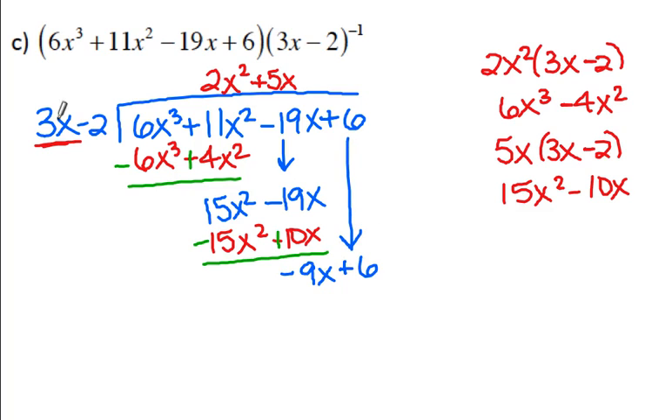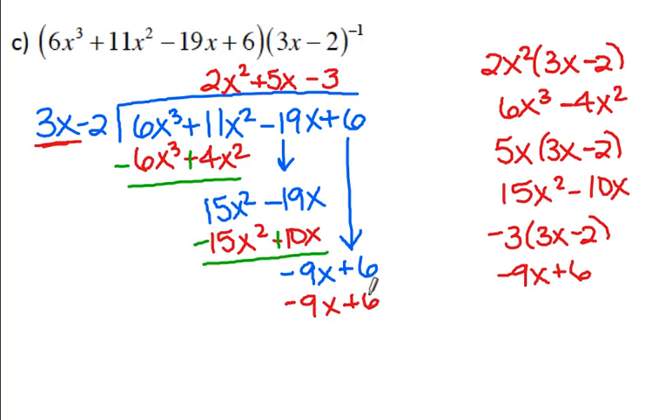And then finally, what times 3x gives me negative 9x? That's going to be negative 3. Distribute, so that gives me negative 9x plus 6. Draw my line, change my signs, and in this case, we don't have a remainder. So that worked out nicely. Final answer, 2x squared plus 5x minus 3. Final answer is always on top over there.